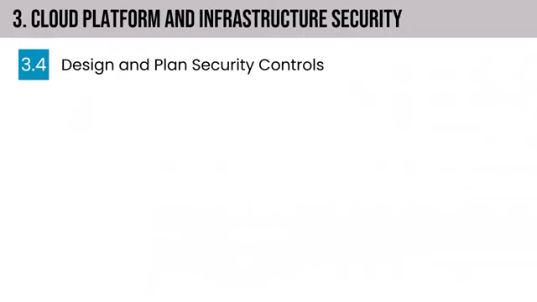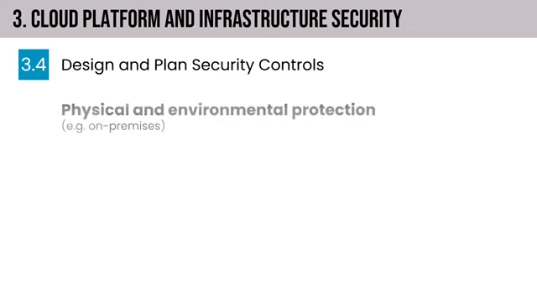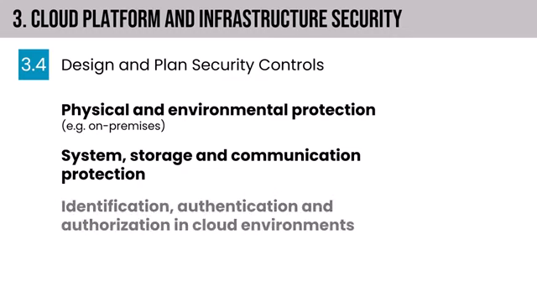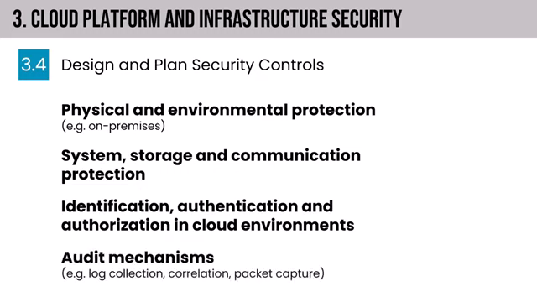And that brings us to section 3.4, Design and Plan Security Controls. Here we'll cover physical and environmental protection. This would include on-premises for private and hybrid cloud scenarios, system storage and communication protection, identification, authentication, and authorization in cloud environments, and audit mechanisms, functions like log collection, correlation, which would be a SIM function, and packet capture.